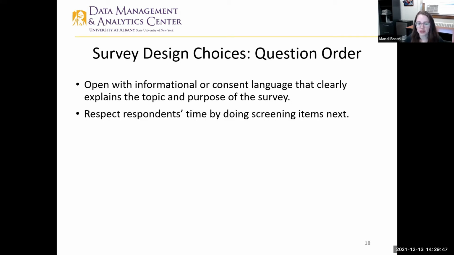You also want to respect respondents' time by doing the screening questions next. I really harp on this one a little bit because we're asking a lot of respondents to, out of the goodness of their heart or maybe for the chance of a gift card, take our survey for us. And so you want to make sure that you're being really respectful of their time and also respectful of your time. You're eventually going to need to do the data analysis for this, and you don't want to do that for respondents that aren't relevant to you.